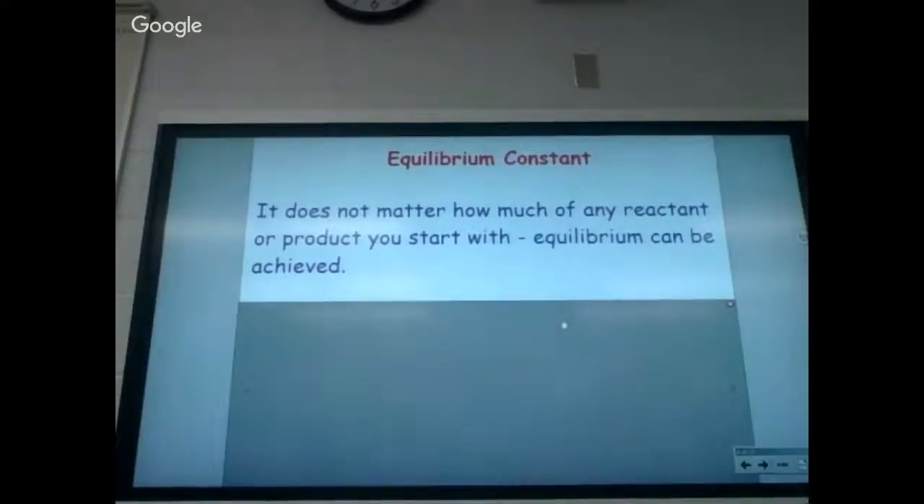Okay, so we're going to write an equilibrium constant today. And the nice thing about this is it does not matter how much of any reactant or product we start with, equilibrium can be achieved. So you can have more reactant, you can have more product. If you think back to when we were talking about the water and the vapor, sometimes we have more vapor or we have more water, same concept. Doesn't matter how much of either you have. You can still get to equilibrium. The amounts are irrelevant.